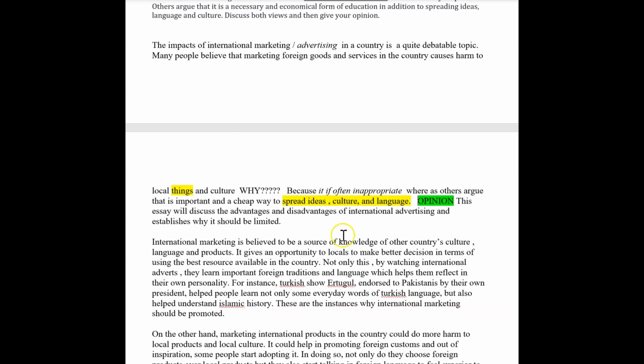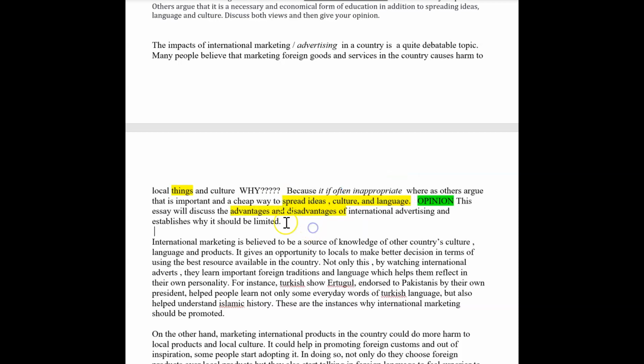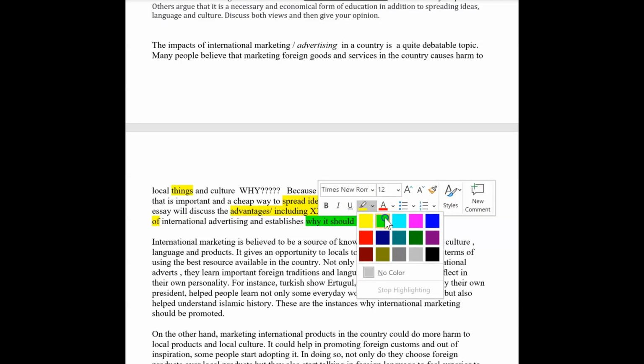Yeah, the advantages and disadvantages. Okay, what I normally say to my students is that this is a bit empty. So the advantages, I want you to say, including and disadvantages, particularly something. So I want more in here. Yeah. So why it should be limited. So that is your opinion that it should be limited. So give me your opinion.